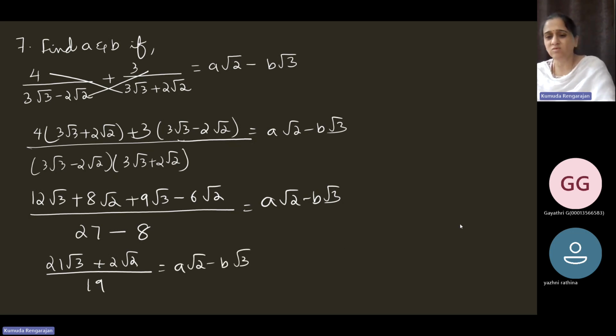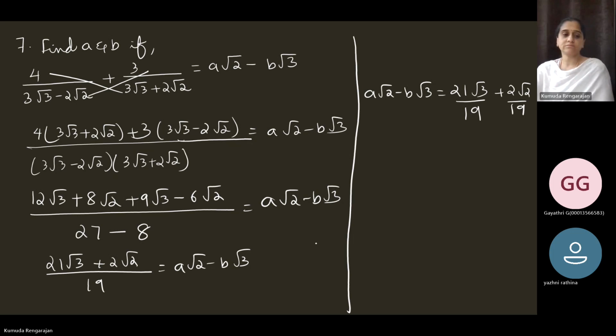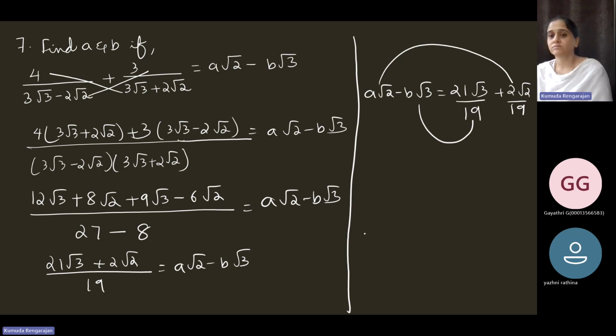So on comparing both the sides, no, I think 4 marks is too much, 3 marks. Okay, on comparing both the sides, we have A√2 minus B√3 is equal to 21√3 by 19 plus 2√2 by 19, right? You compare these two and these two. Then it will be A plus 21 by 19. Then how can you see the minus?